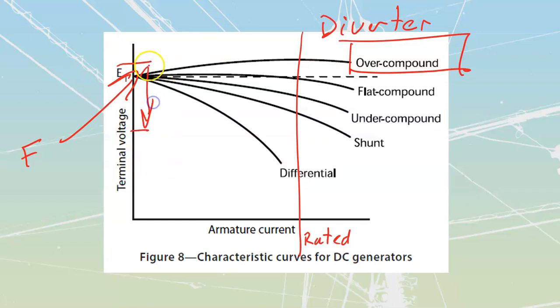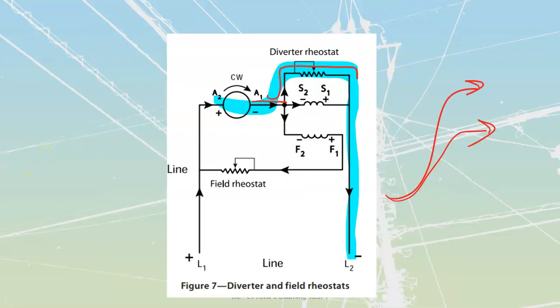By using that field, I can adjust this because we have EG equal to K phi N. I'm just going to adjust the amount of current going through that field so I can adjust the amount of flux, so I can adjust the amount of generated voltage. That one corresponds to this one that we have right over here. It sets the start of that line.